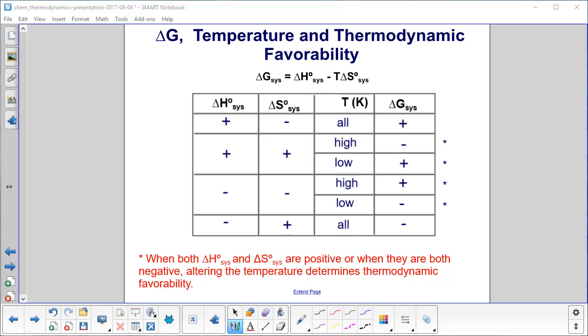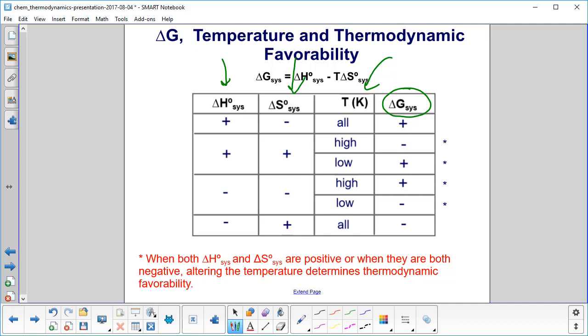We're going to make a statement about this chart that we filled in a few slides ago. Remember, we were doing the delta G system where we were giving these two and then a condition over here about the temperature. When both delta H naught system and delta S naught system are positive, or when they are both negative, altering the temperature determines thermodynamic favorability.